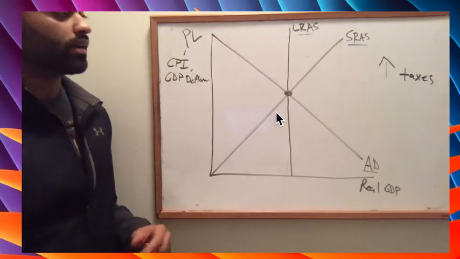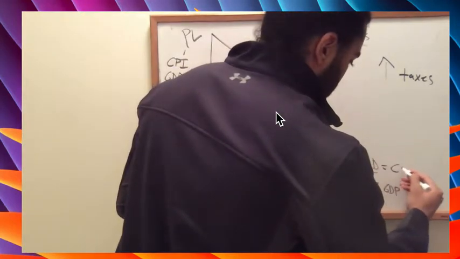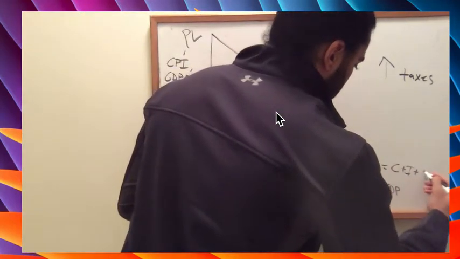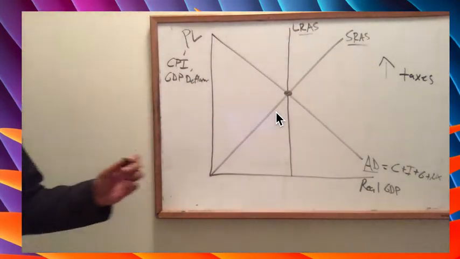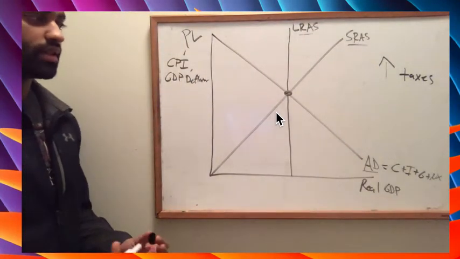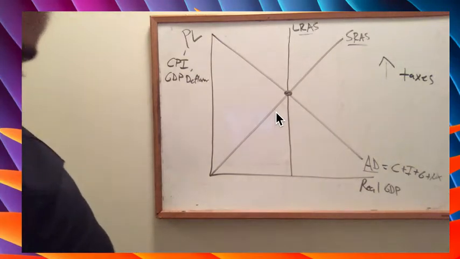So if we see an increase in taxes, we're going to assume that this affects our aggregate demand. Aggregate demand is, what I always tell my students, C plus I plus G plus NX. Now this is taxes for consumers. Now this is going to affect our aggregate demand. So this is what we're going to see happen.